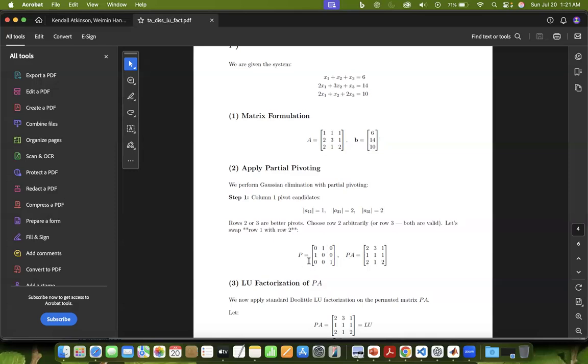And then you need to multiply this P with A. That's how you get the PA matrix. The first row and second row are going to swap, which is the intention of P: swapping rows. So if you do that, you see 2 3 1, 1 1 1, and 2 1 2. So the first and second rows are swapped now.